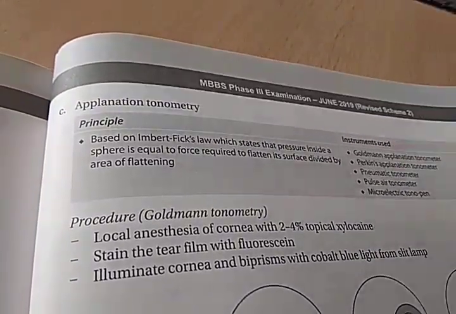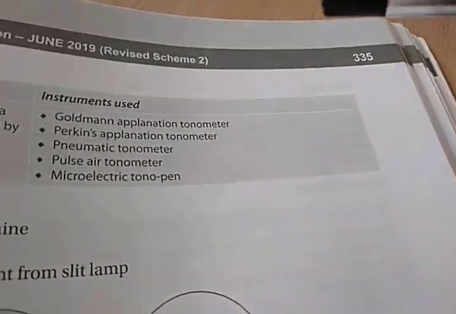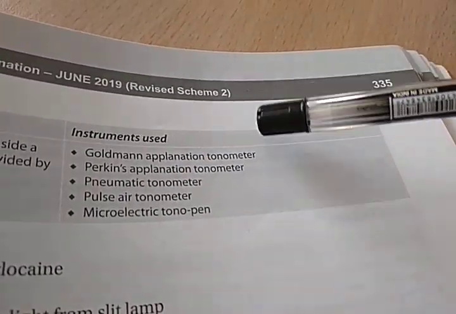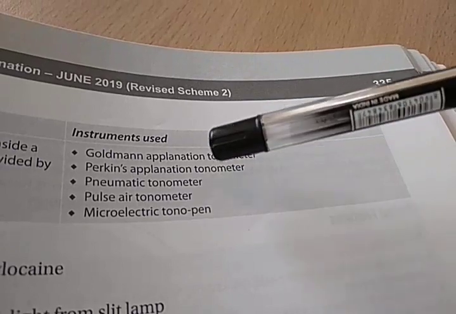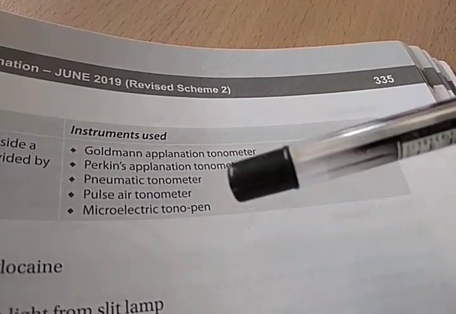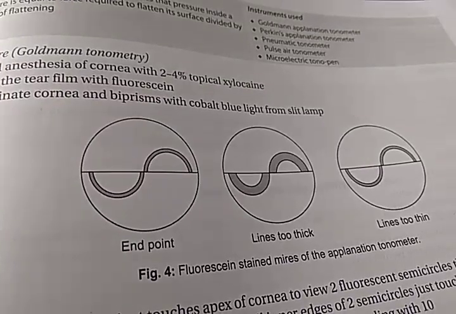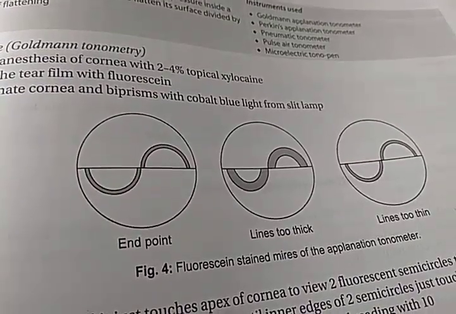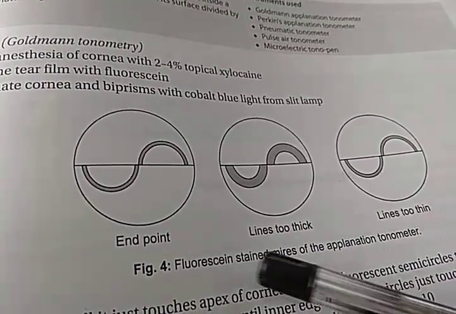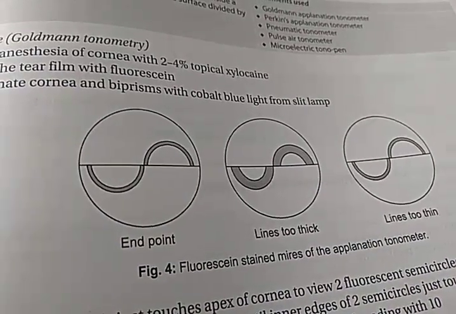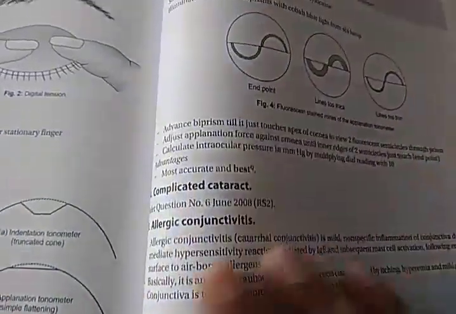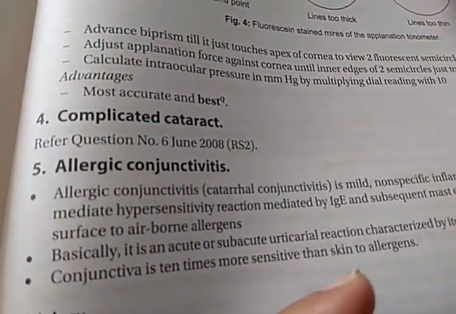Now look at applanation tonometry. Right here you have so many instruments. You have Goldmann's applanation tonometer. Then you have Perkins, pneumatic tonometer, pulse air tonometer, microelectric Tono-Pen. Guys, we are just taking a review of this book, solved question papers. We are looking at the latest question paper, what all they had asked at the MBBS undergraduate level.